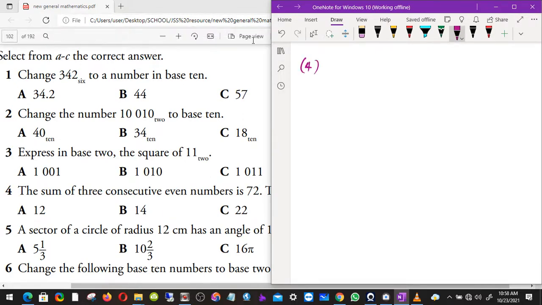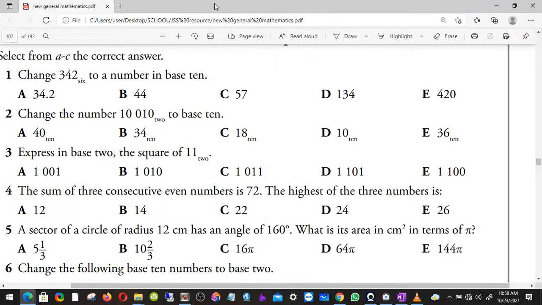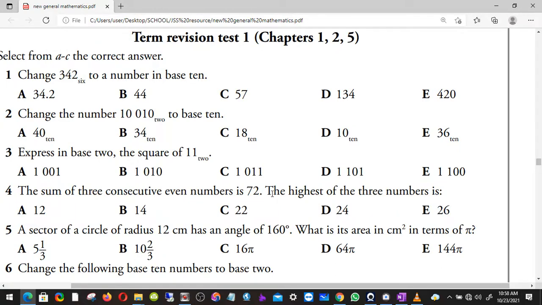Number 4. I love number 4. Read for me. The sum of 3 consecutive even numbers is 72. The highest of the 3 numbers is... Read again. The sum of 3 consecutive even numbers is 72. The highest of the 3 numbers is... Who got this? I got 26.